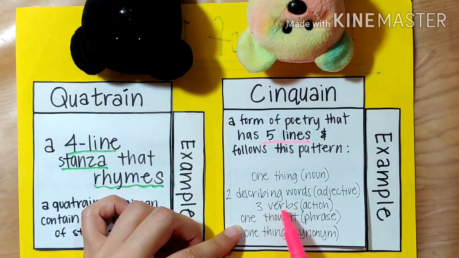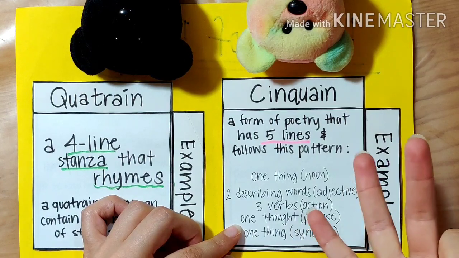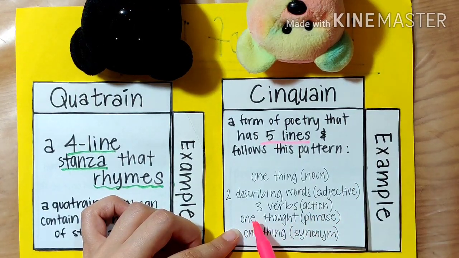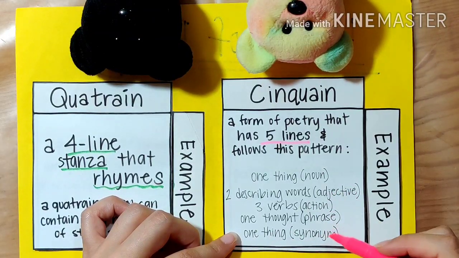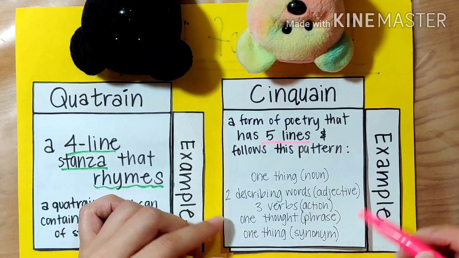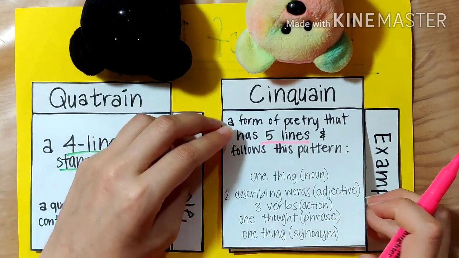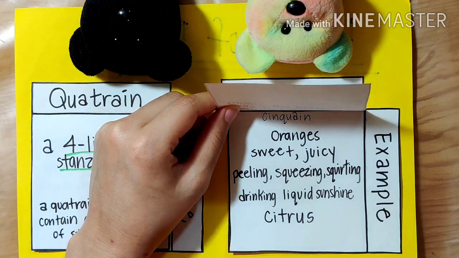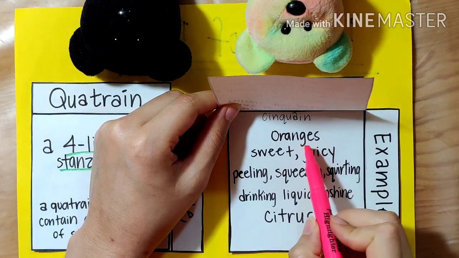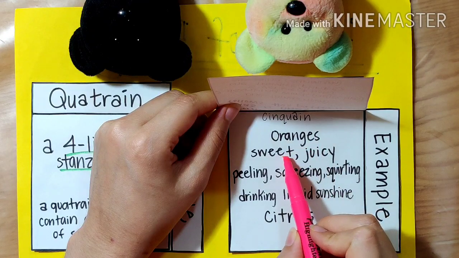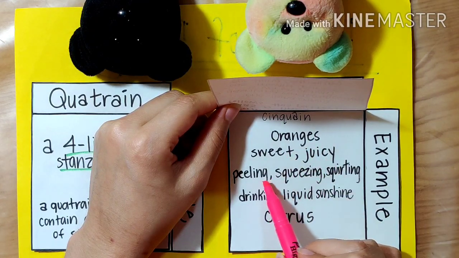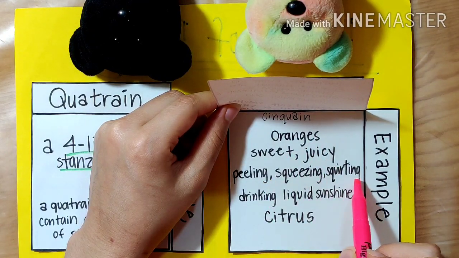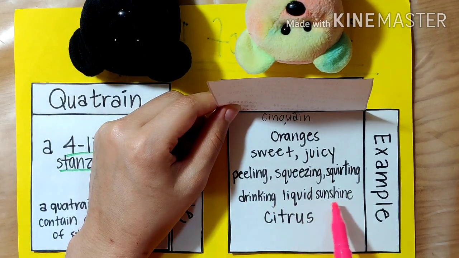The next line will have 3 verbs. They'll have 3 action verbs. And then the next line will have 1 thought or a phrase. And then the very last line is going to have one thing, which is a synonym to this right here. Okay, now once we look at our example here, this one says: oranges, sweet, juicy, peeling, squeezing, squirting, drinking liquid sunshine, citrus.